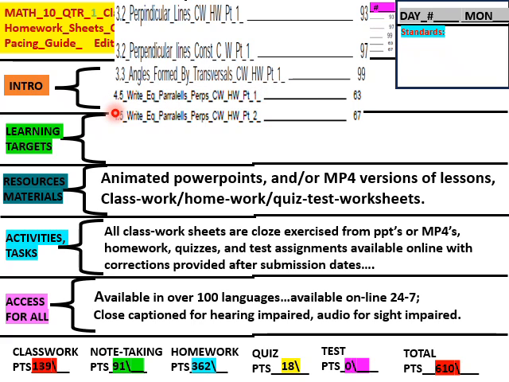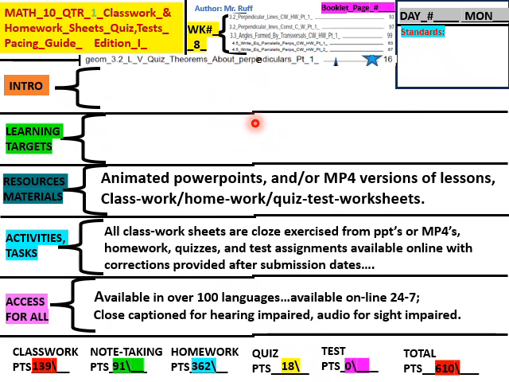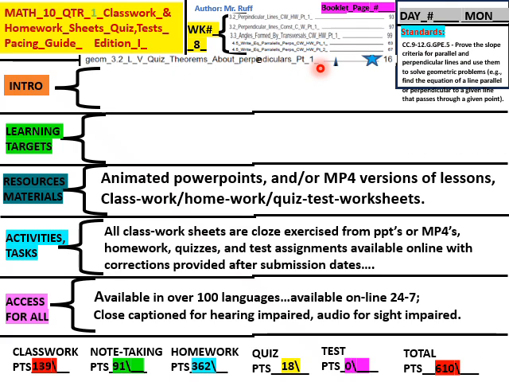Then we jump to 4.5 here, write equations, parallels, perpendiculars, classwork homework part 1. And 4.5 write equations for parallels and perpendiculars, classwork homework part 2. And we have a quiz, 3.2 quiz, theorems about perpendiculars part 1.